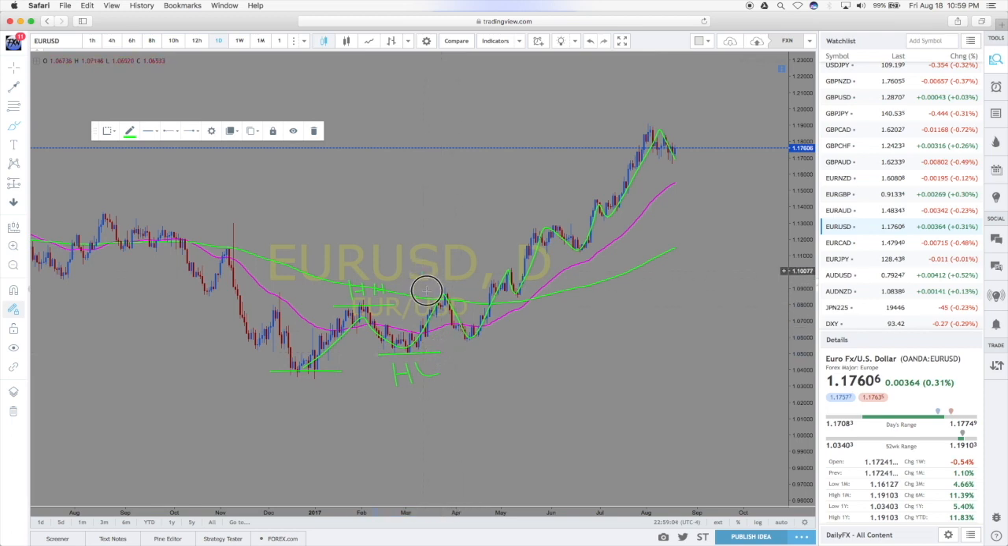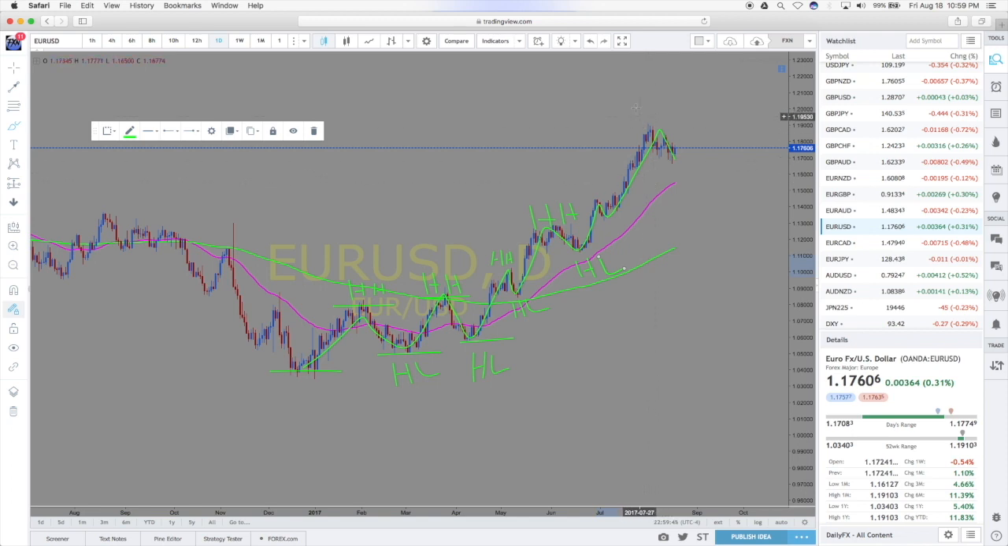Now what do we do here? Here you can see we created another higher high, right? So that's a higher high. Here we created a higher low, right? And it just keeps doing that over and over again. So higher high, higher low, higher high, higher low, right? You get the point. It just keeps doing that.